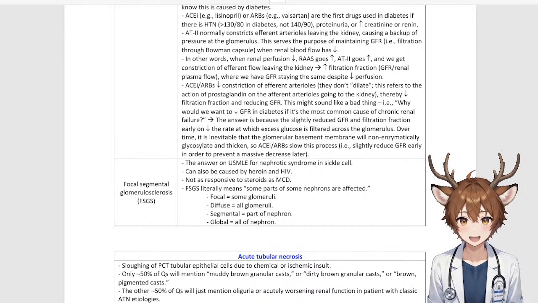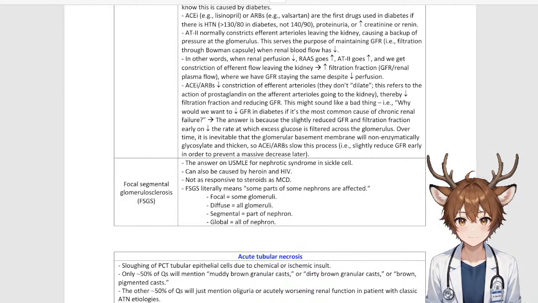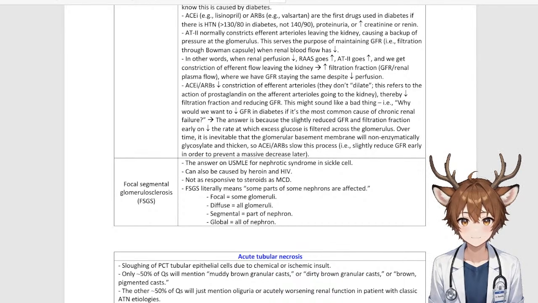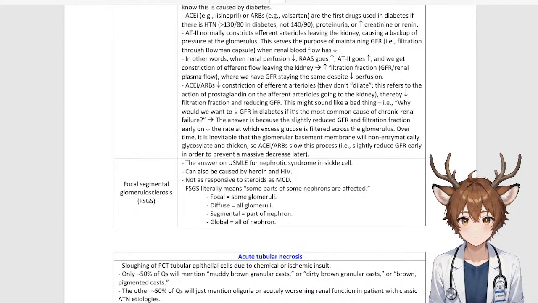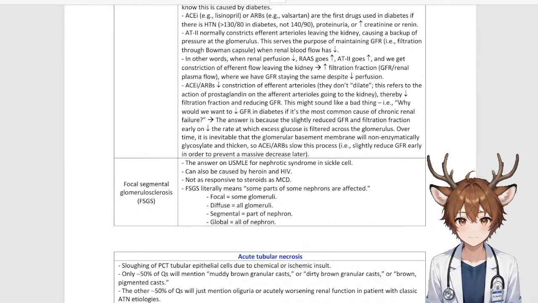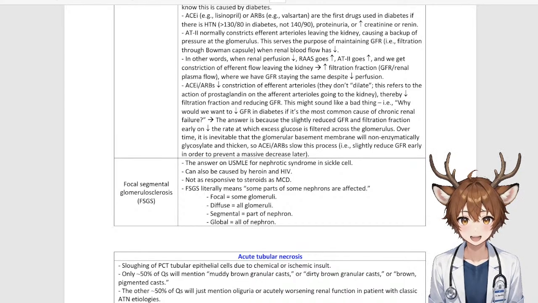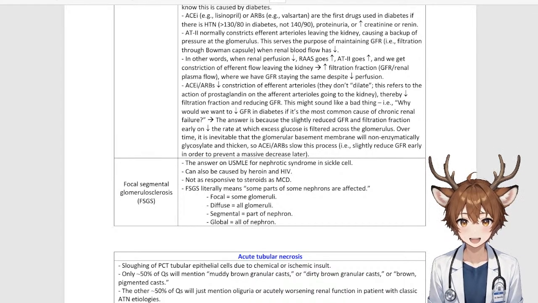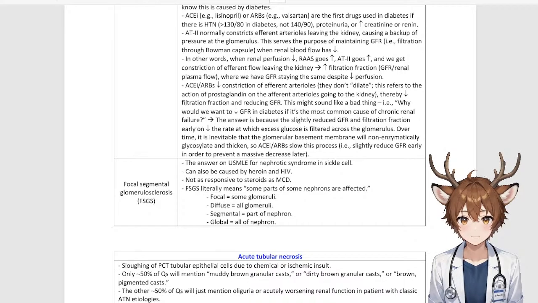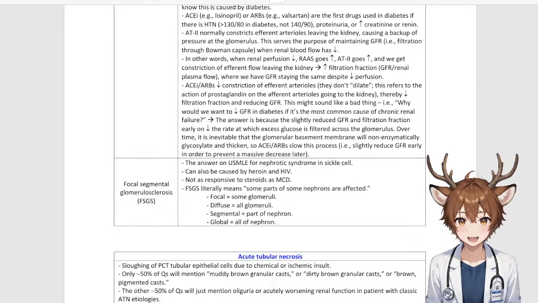So maybe not Hispanics, but let me look it up right now just to confirm. Is FSGS higher in Hispanics? It looks like it actually is a little bit higher. It says here it occurs more frequently in Hispanic and black populations than in white populations, but I guess it might not be substantially higher compared to whites. I don't know.